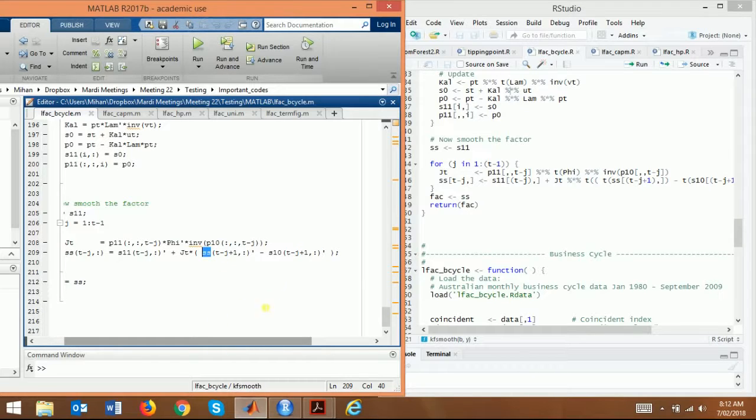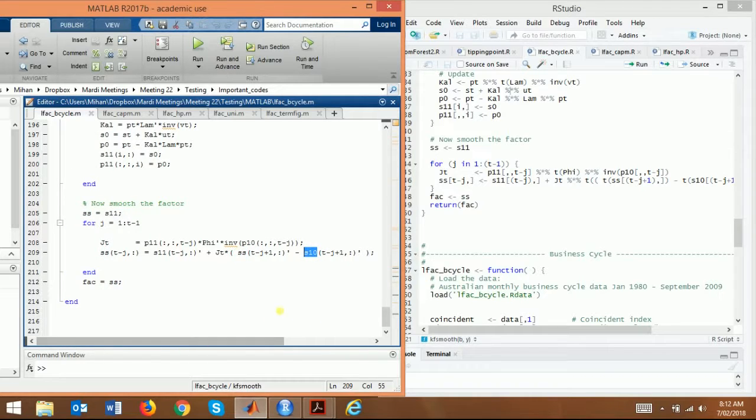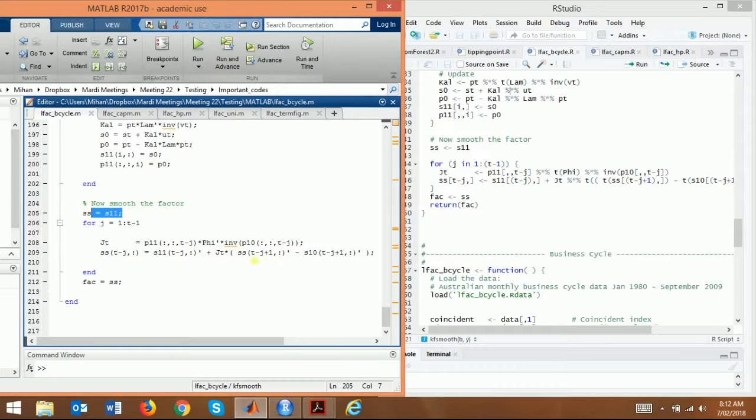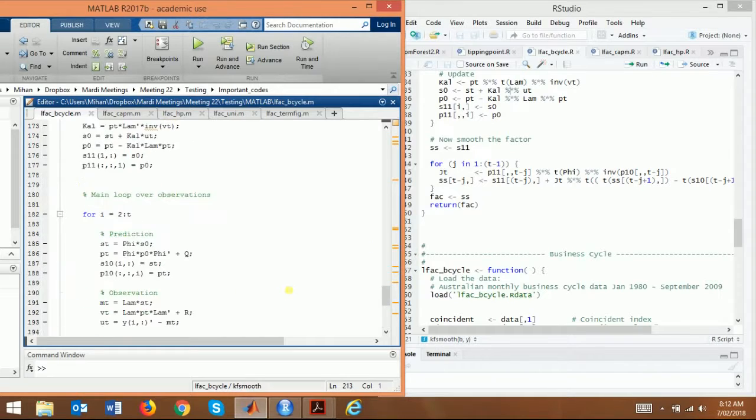Anyway, for all samples it is SS, for just one sample it is S10. That's the only thing that matters. SS is prediction, update and prediction. This is update, prediction, that's all.